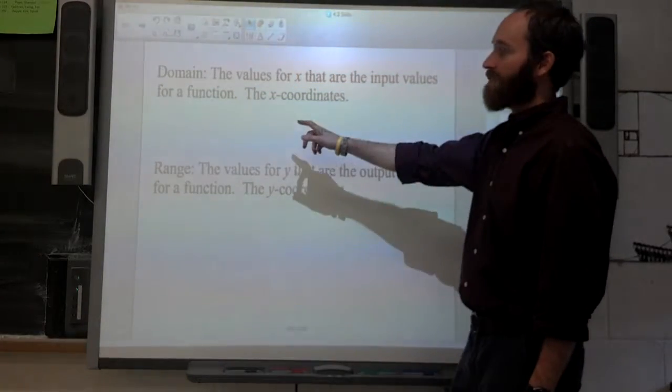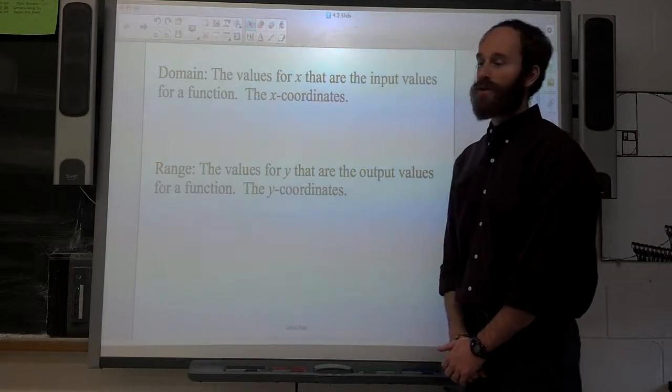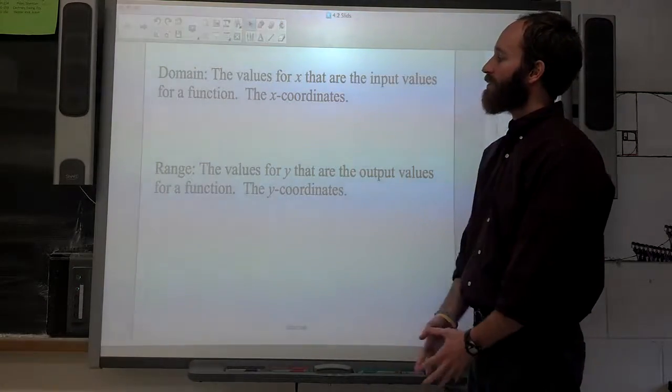Hello everybody, Mr. Noyes here to talk to you guys about the lesson for the day today, domain and range. For starters, we have two definitions for you.